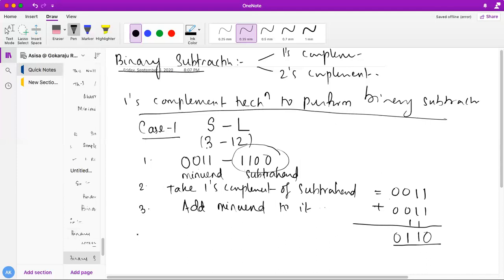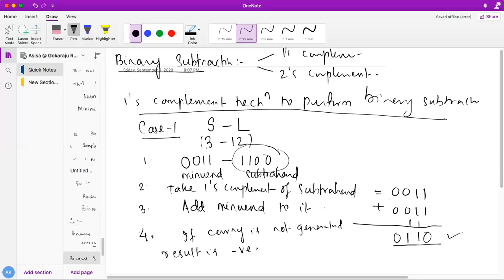So now the question comes up here. Next, last step, fourth step, you can see here carry is not generated over here. How can you understand that my carry is not generated? You see here, I have taken 4 bits and after adding the minuend I am getting a result of 4 bits only. So if carry is not generated, obviously, what do you understand? If carry is not generated, then my actual result is negative.